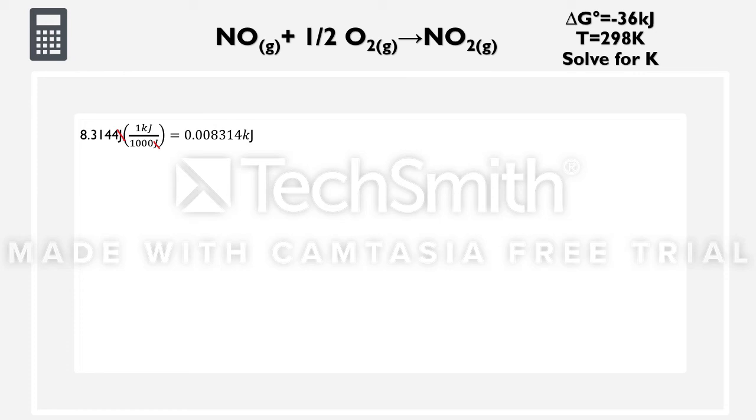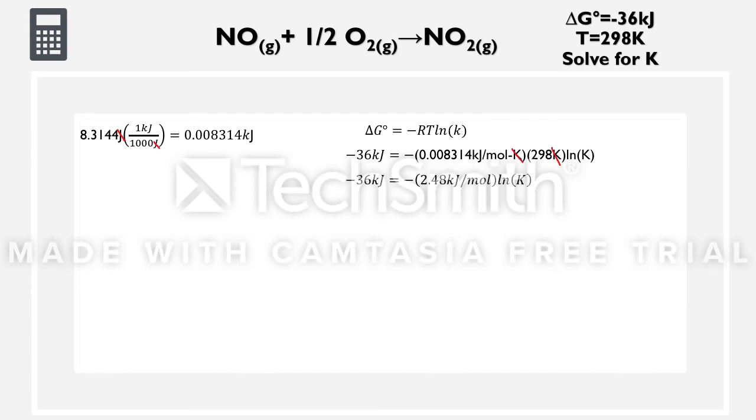The next step is to use the equation and plug in the numbers. The equation is delta G naught equals negative RT ln of K. This is what it looks like with all the numbers plugged in. Since we are solving for K, we want to isolate ln of K. In order to do that, the first step is to multiply R times T. And there we get 2.48 kilojoules per mole.